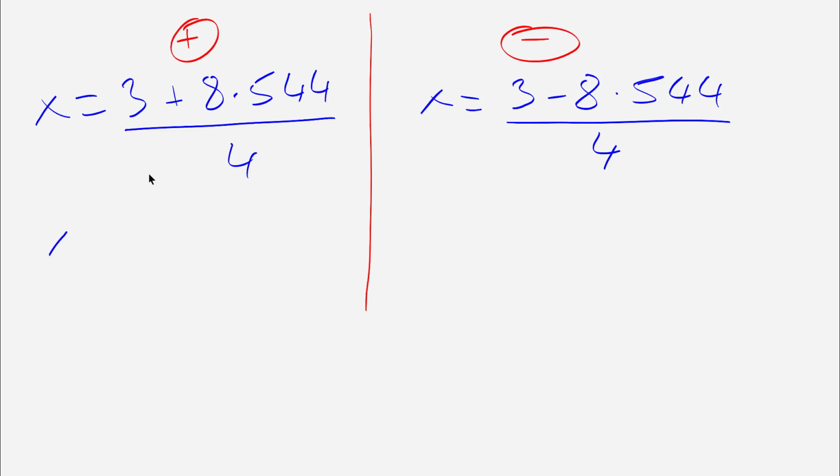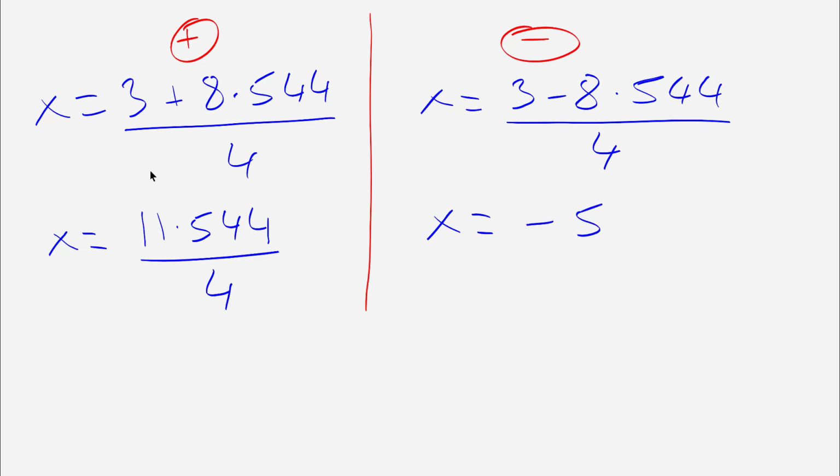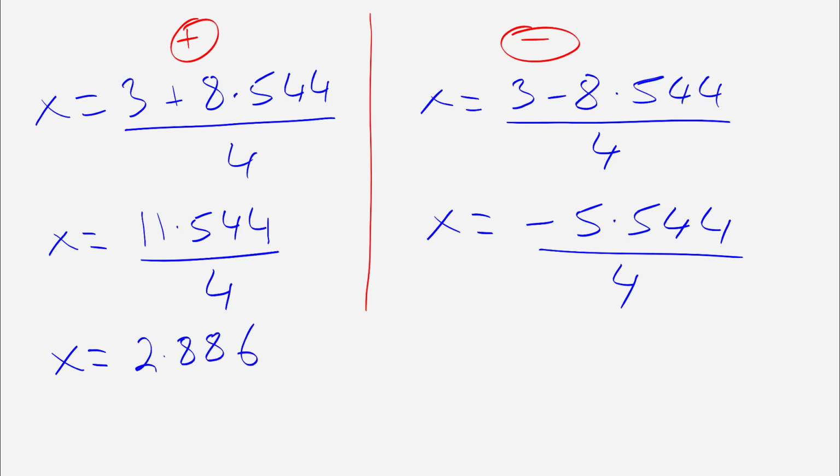Then we just continue. x is equal to 3 plus 8.544, that's 11.544 divided by 4. And on the right here, 3 minus 8.544, so that's going to be x equals minus 5.544 all over 4. The last bit to do is a division. Dividing 4 into 11.544, we get x equals 2.886. And on the right hand side, minus 5.544 divided by 4 is minus 1.386.